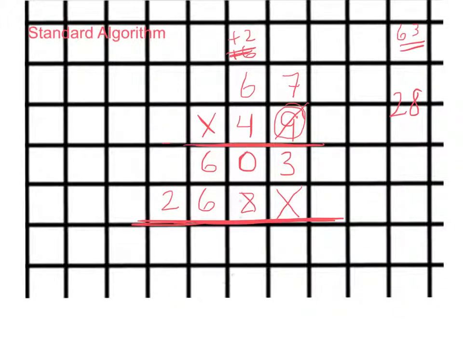And now it's just a matter of simple addition. 3 plus an X, or nothing really, is 3. 0 plus 8 is 8. 6 plus 6 is 12, so I'm going to put a 2 here and carry my 1. 1 plus 2 is 3, and the answer to 67 times 49 is 3,283.